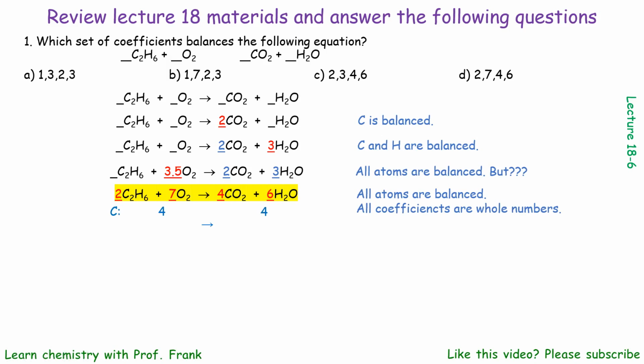So we can double check the number of atoms for carbon before and after. For the number of hydrogen atoms before and after, 12. And oxygen atoms before and after, 14. So D should be the correct answer. The set of coefficients 2, 7, 4, 6.